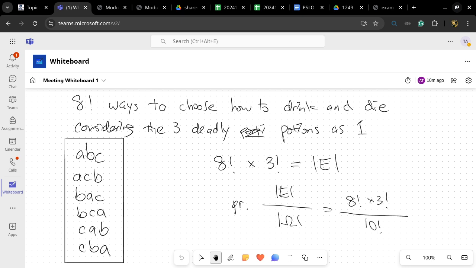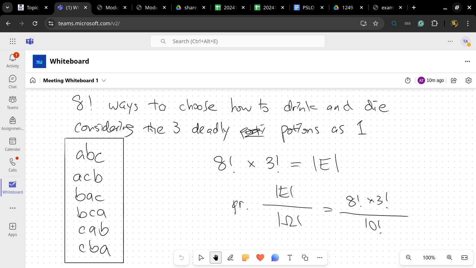But instead of analyzing it that way, we just say, let's group these 3 into one single unit. Then we have 8 units, the 7 non-deadly potions and the 3 deadly ones grouped together. So we have 8 groups. So now we look at 8 factorial to figure out how many ways we can order these 8 groups. But within the group that is deadly, we have 6 ways to arrange it. So that's why we have to multiply 3 factorial to the 8 factorial.